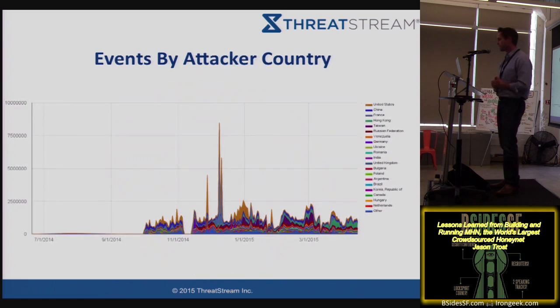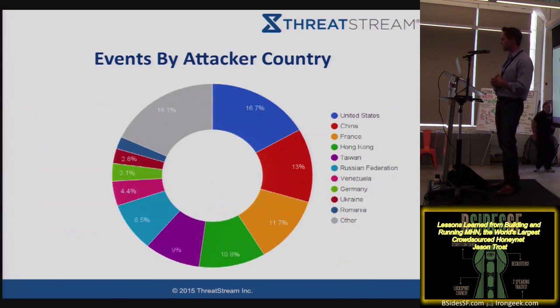Events by attacker country. Not surprisingly, the US is number one, China's number two, then France, Hong Kong, and other major countries follow. Notice the RFC 1918 spike is gone here because these are all events where we could correlate with IP geolocation. Events by attacker country, the same sort of information, just displayed differently.